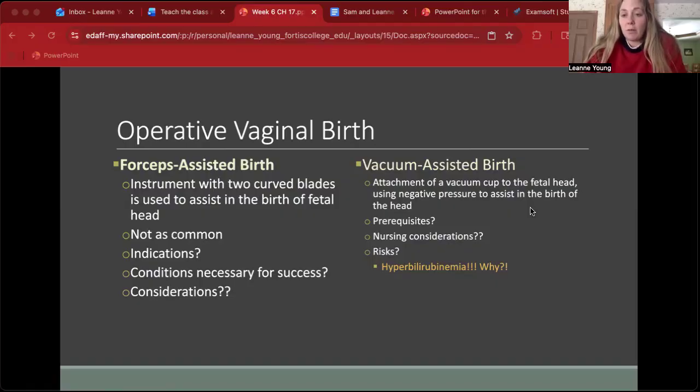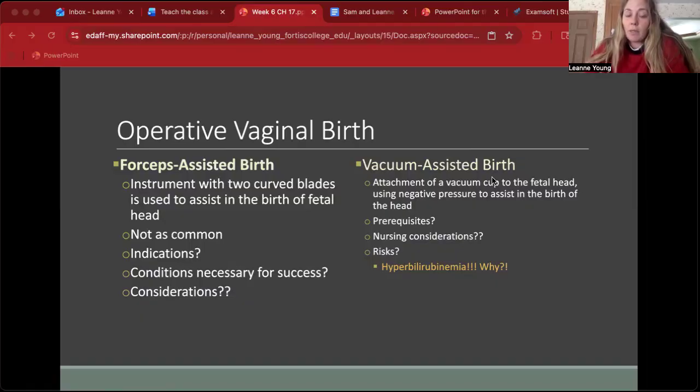Forceps delivery and vacuum delivery are invasive, okay? You're putting a lot of pressure not only on the maternal pelvis, but also on the fetal head. So we need to assess mom and baby very thoroughly after these kinds of deliveries, okay? A vacuum assisted birth is whenever we attach a vacuum cup to the fetal head, we use negative pressure to assist in the birth of the head. So it's basically like a suction cup. You put it right at the top of their head, and then you're going to pull as mom is pushing with a contraction. Okay. Prerequisites: you need to have informed consent.